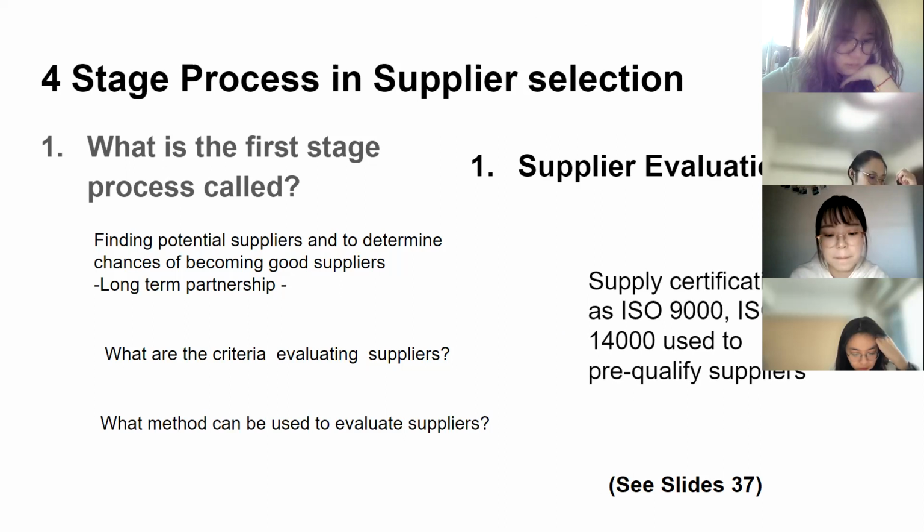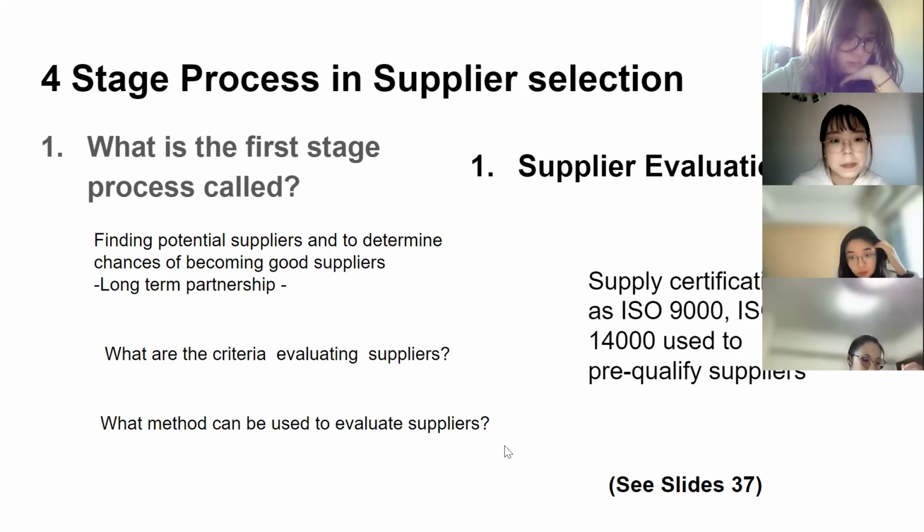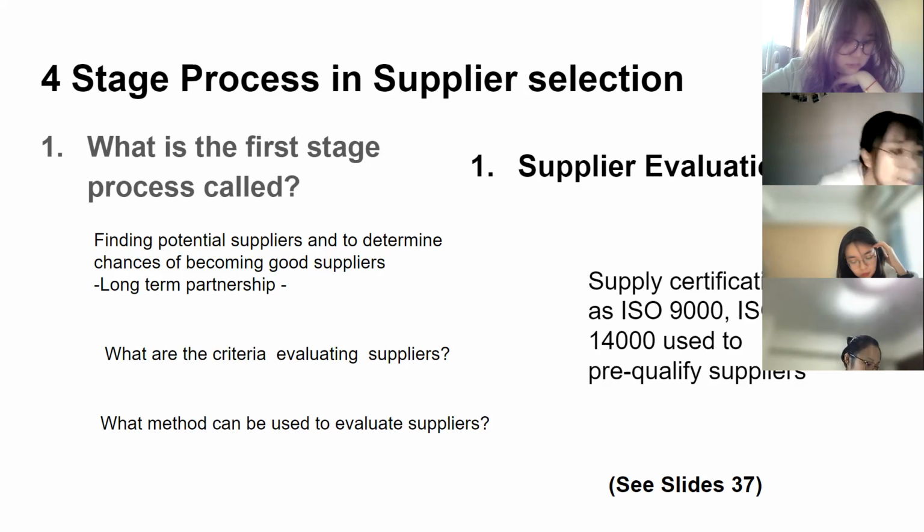Okay, another important thing. Sometimes, I think we mentioned about ISO 9000 in last semester. Okay, all these are supply certification. When we say certification, supply certification such as ISO 9000, ISO 14000 is used to pre-qualify suppliers, meaning they are already pre-selected, but of course they have to go to the next evaluation. But this is already a good indication of good suppliers. Okay. Right. Any questions about the first stage? So remember, the first step is supplier evaluation.